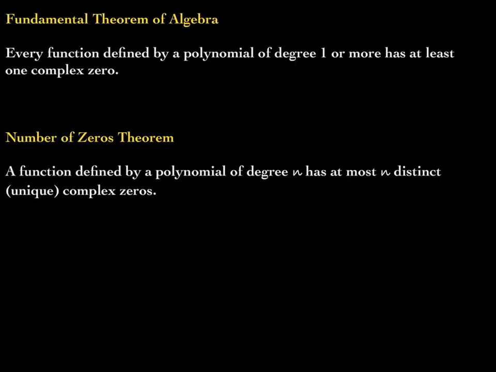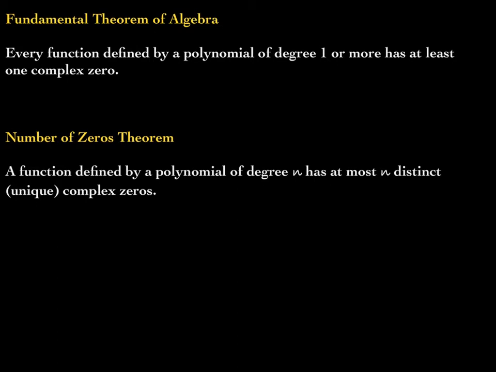All right, two very important theorems here. One is the fundamental theorem of algebra. Every function defined by a polynomial of degree 1 or more has at least one complex zero. Now, you have to remember that complex zeros include real zeros, okay? So a real zero is a complex zero. So please remember that.